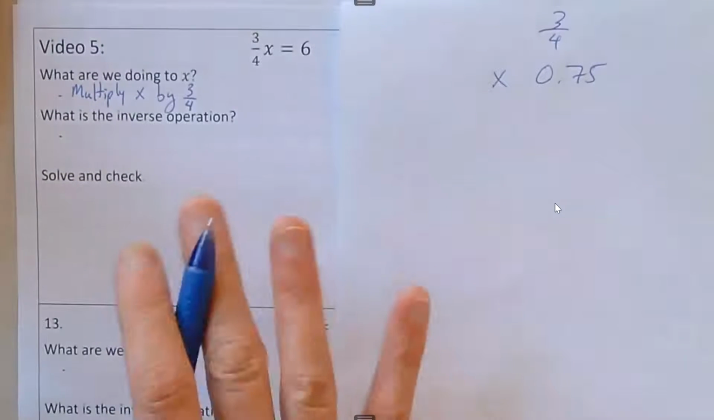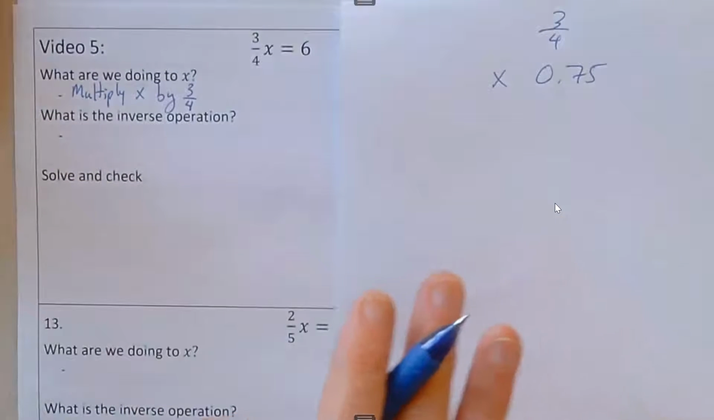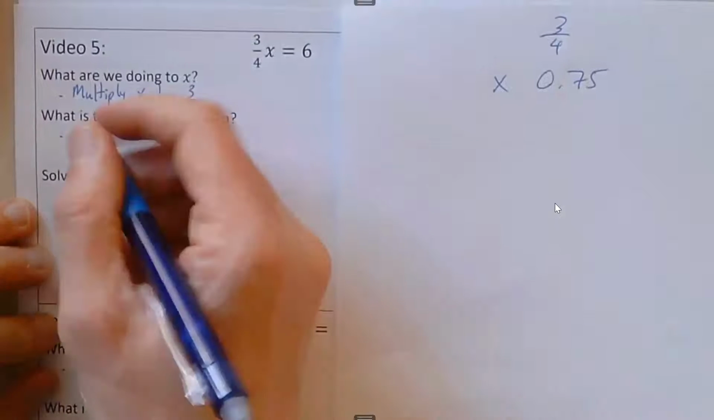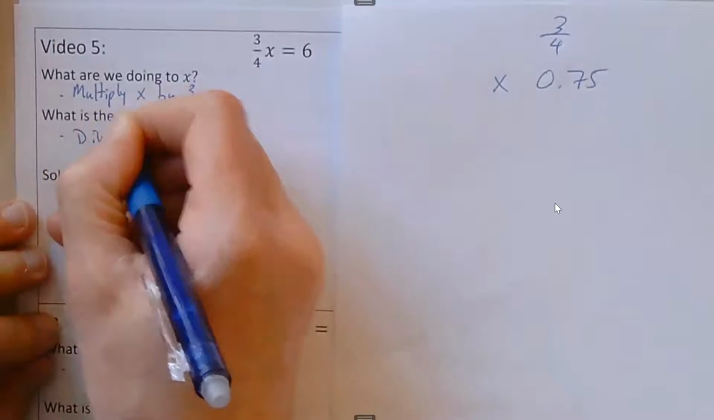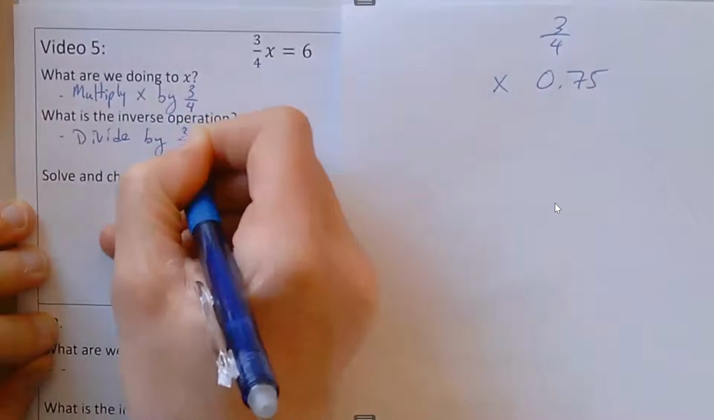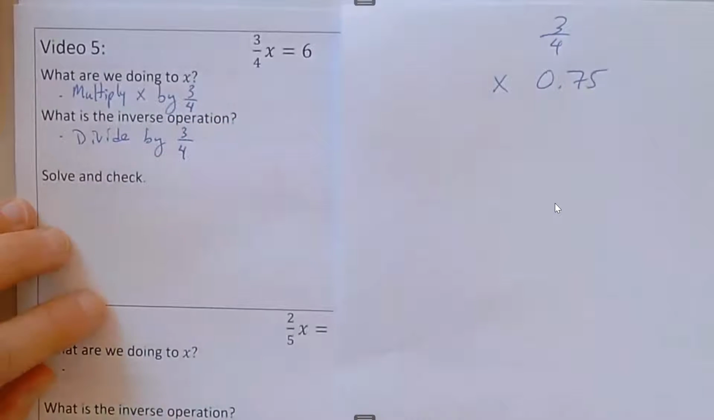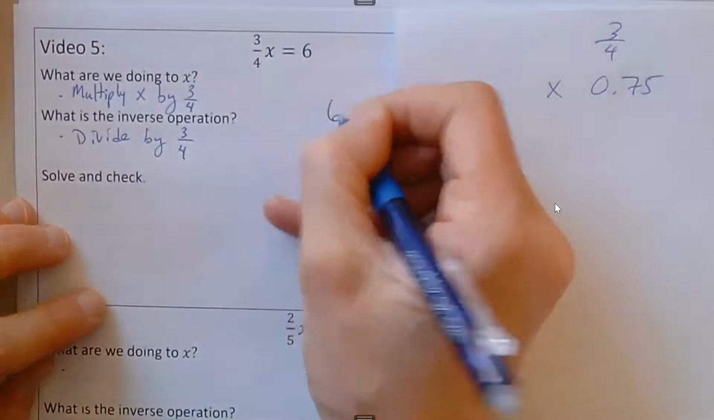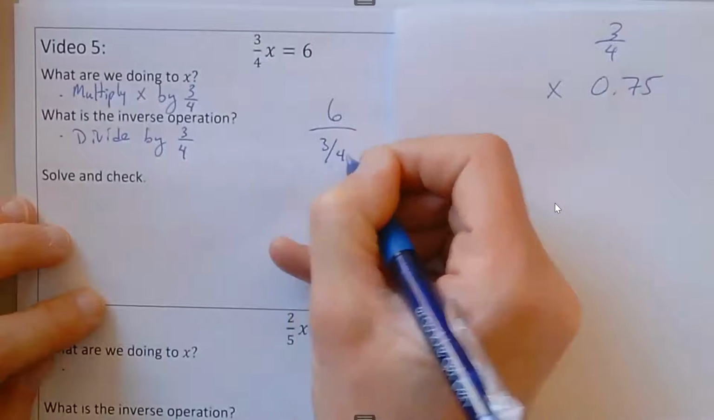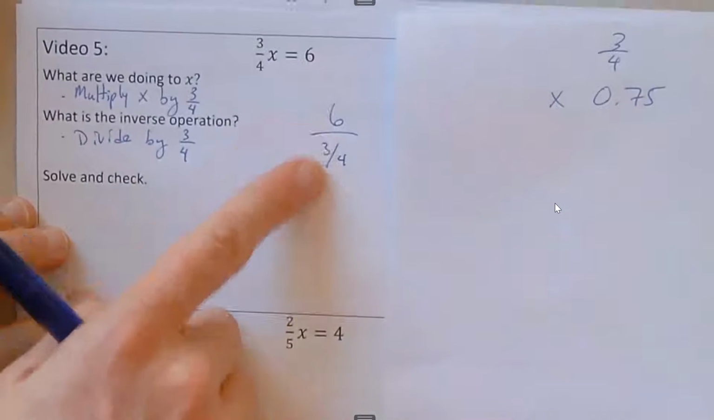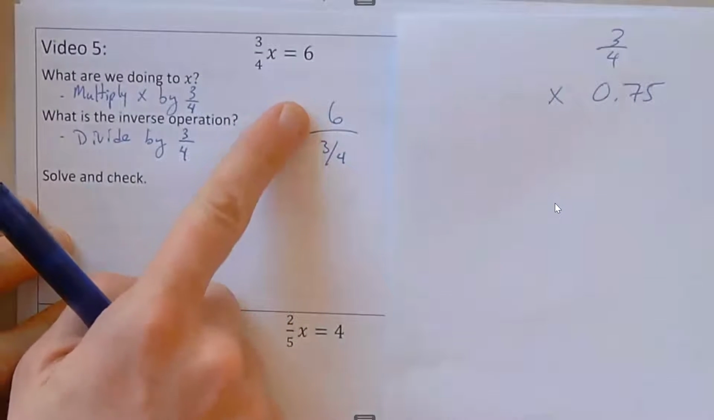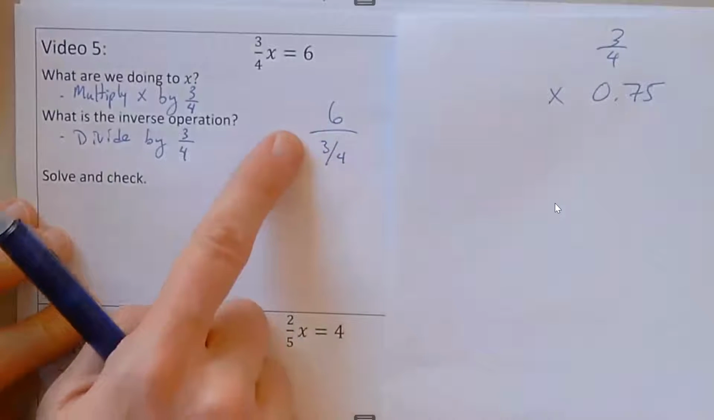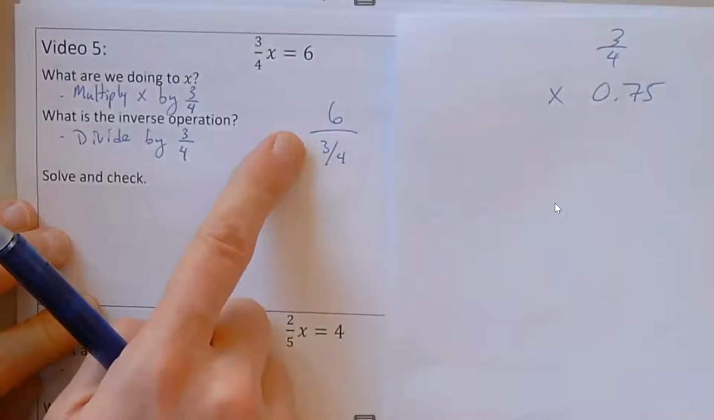So now I'm going to show you what not to do. I think a lot of people would say the inverse of multiplying by 3/4 would be divide by 3/4. However, if you did that, you're going to end up with something that looks like this, 6/(3/4). And that kind of answer is not going to communicate what we really mean. 6/(3/4) can be kind of tricky to understand. Maybe it's easy for you, but it's not for most students.